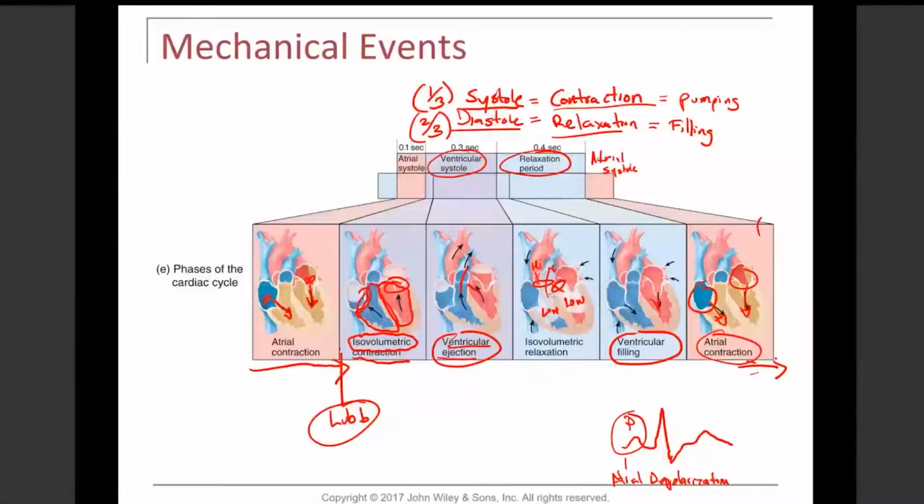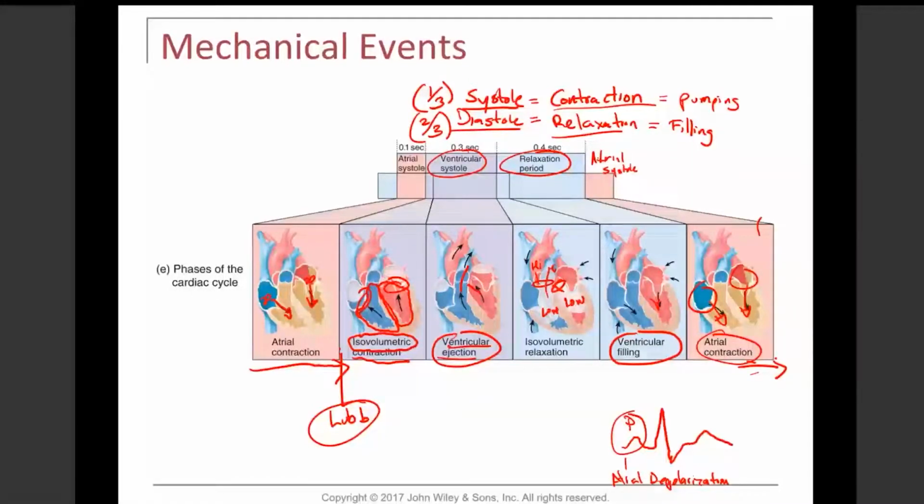That completes one cardiac cycle, by the way. And associated with the cardiac cycle are these two beats, the lub dub beats. This happens about 75 times per minute for a healthy individual, a non-athletic healthy individual. But this is the cardiac cycle.